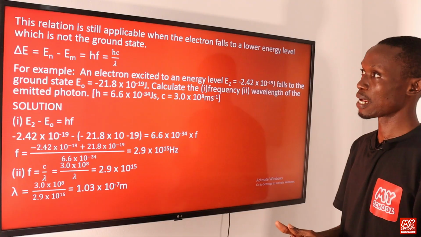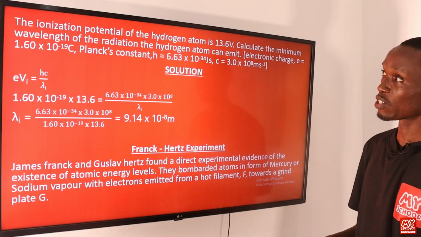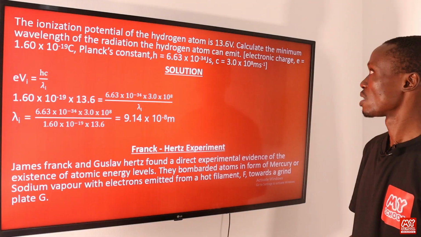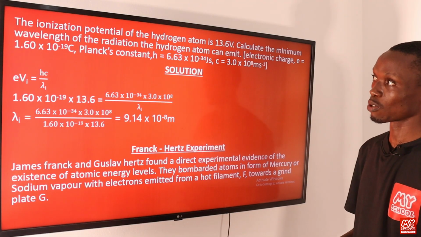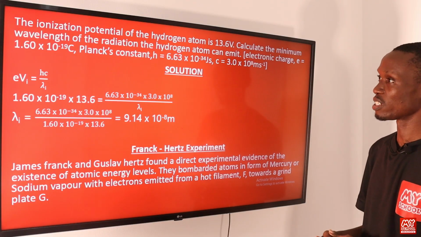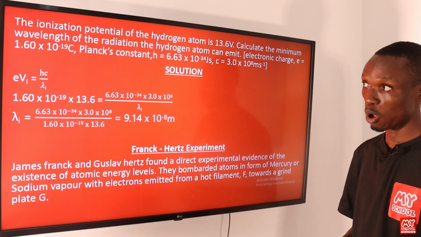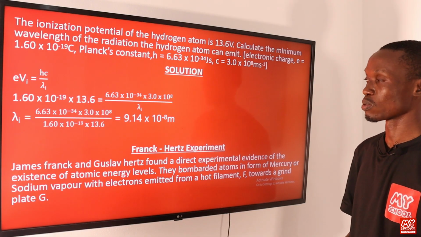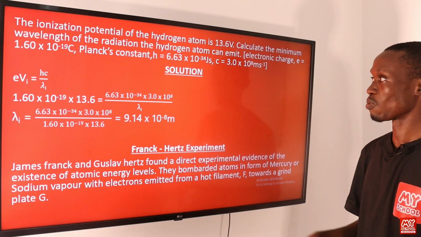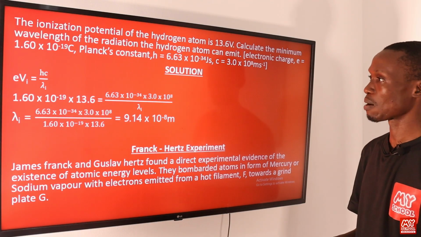So let's move to the next slide to see another example. The ionization potential of the hydrogen atom is 13.6 volts. Calculate the minimum wavelength of the radiation the hydrogen atom can emit. Here we are given electronic charge e equal to 1.60 times 10 raised to power minus 19 coulomb, Planck constant equal to 6.63 times 10 raised to power minus 34 joule second, and C equal to 3.0 times 10 raised to power 8 meter per second.